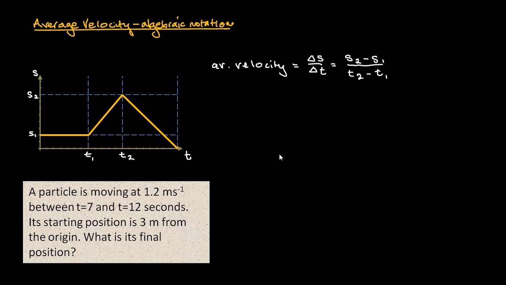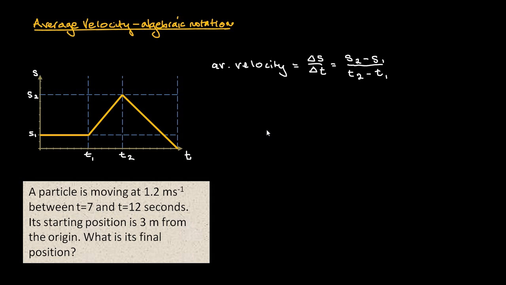So here we've got a particle, okay? It's moving at 1.2 meters per second between these two time values, t equals 7 and t equals 12. And its starting position is, well, it gives us 3 meters from the origin. So this isn't representative, so let's not just count these. We're going to use this question though to calculate what our displacement would be, so the distance, in other words, that it would be on the s-axis here, the vertical axis. Okay, so that's the unknown.